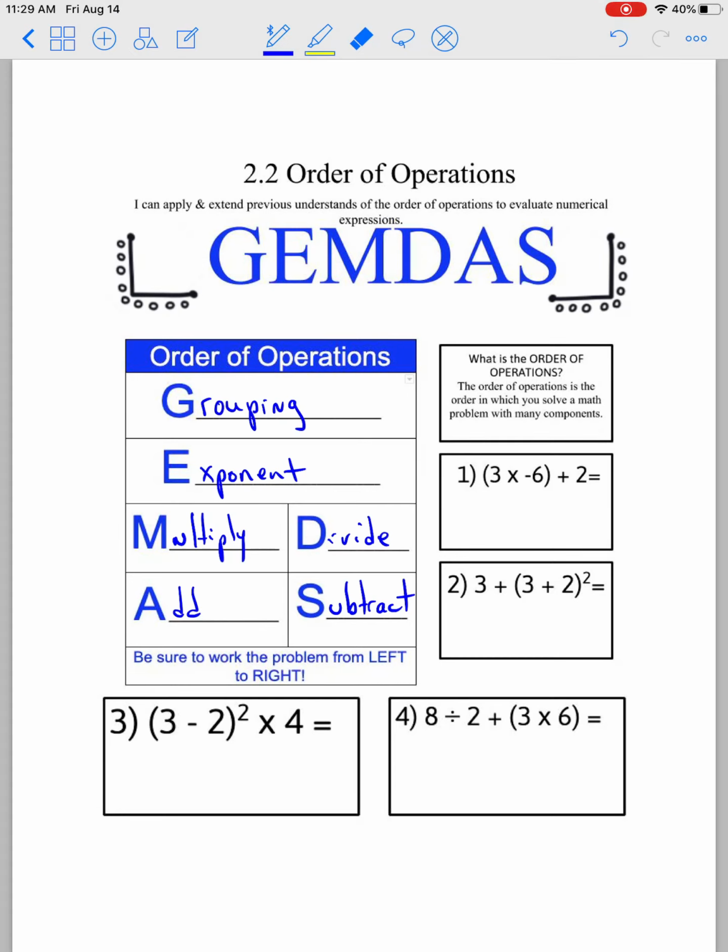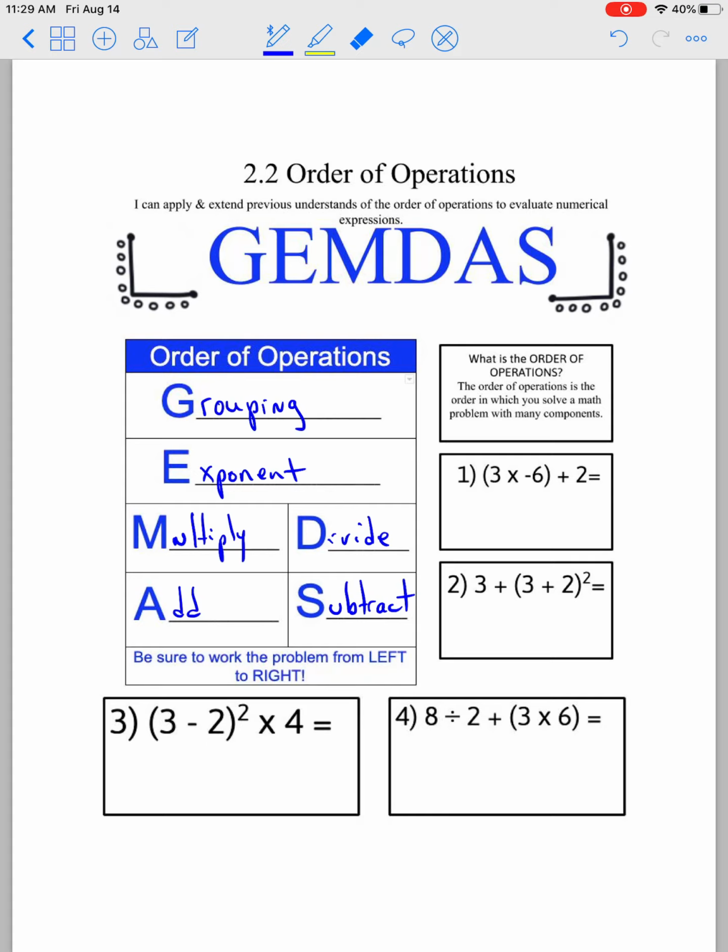Hi folks. Today we're talking about order of operations. Order of operations is the order in which you solve a math problem that has many components to it. The order of operations consists of this.